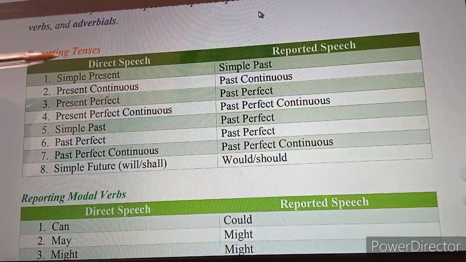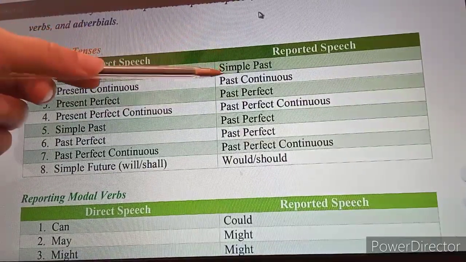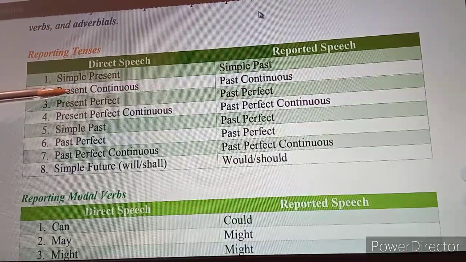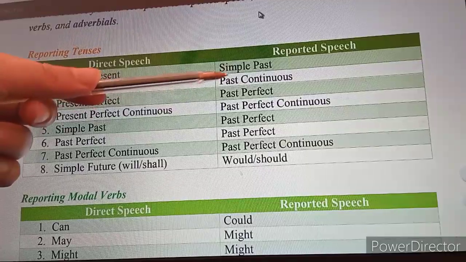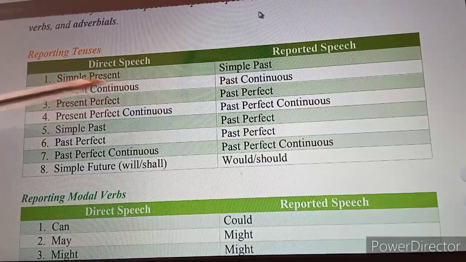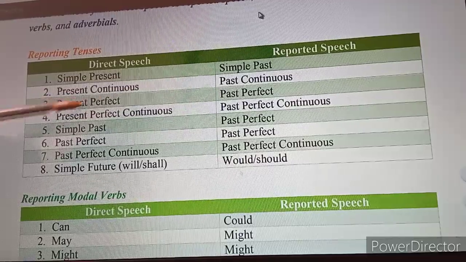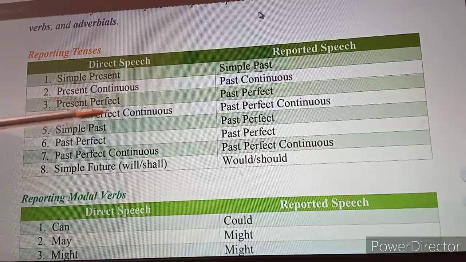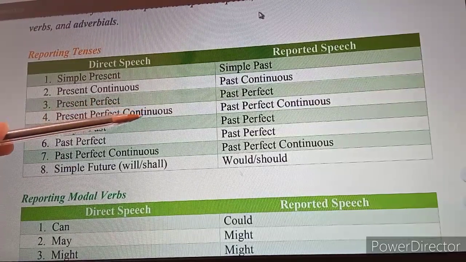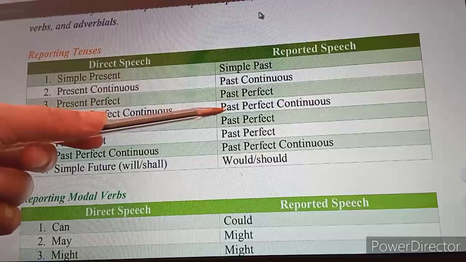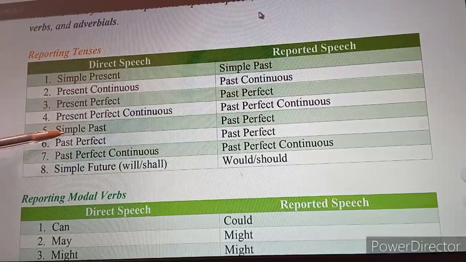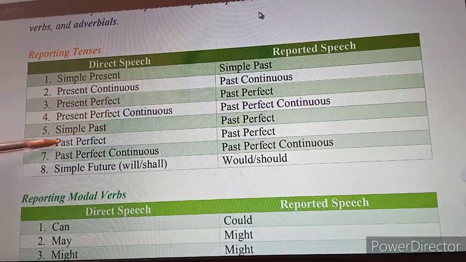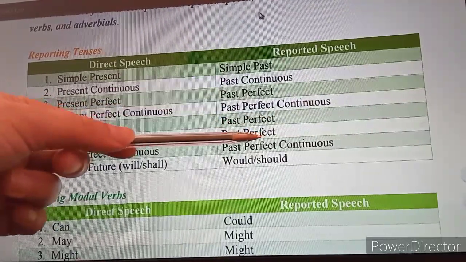So when we have simple present, it becomes simple past. Present continuous becomes past continuous. Present perfect becomes past perfect. Present perfect continuous becomes past perfect continuous. Simple past becomes past perfect. Past perfect stays past perfect.